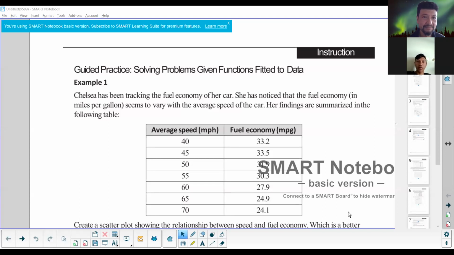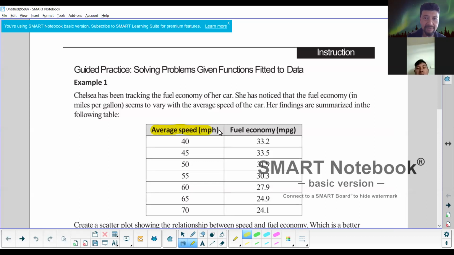Example 1. Chelsea has been tracking the fuel economy of her car. She has noticed that the fuel economy in miles per gallon seems to vary with the average speed of the car. Her findings are summarized in the following table. Very good. So basically, on the x-axis we have average speed, and on the y-axis we have fuel economy. So this is X, this is Y.